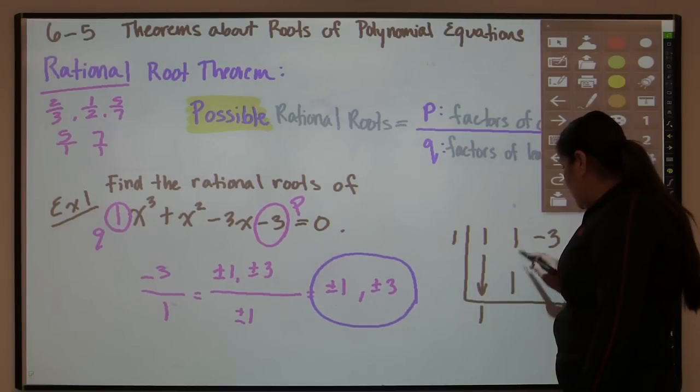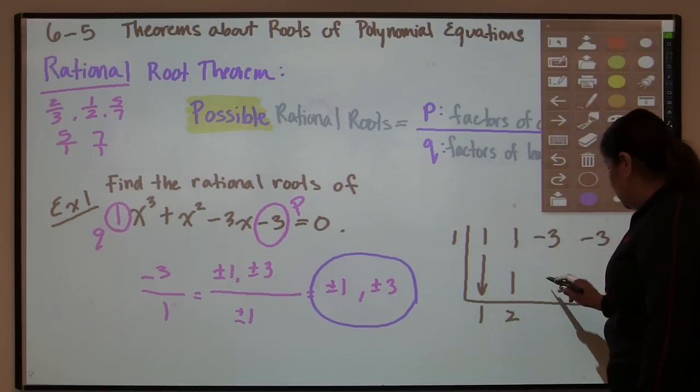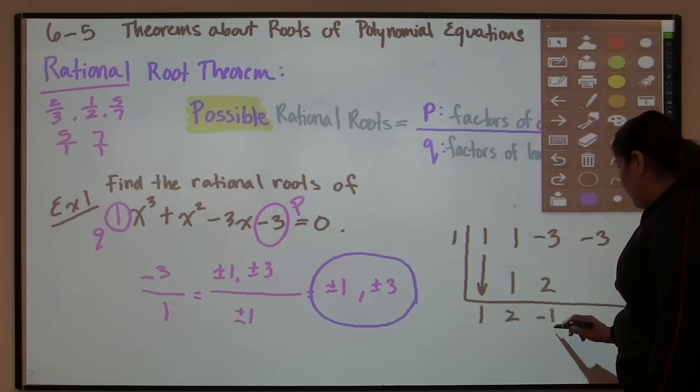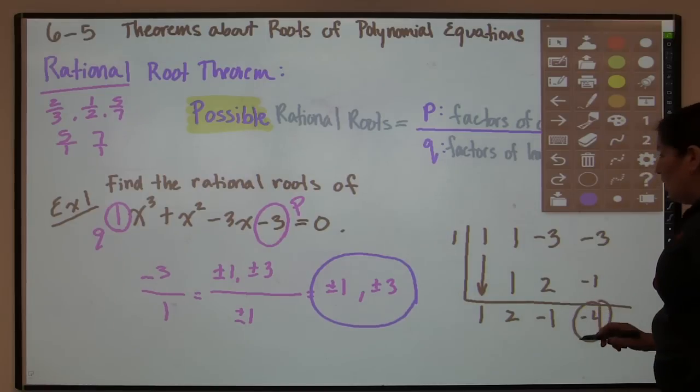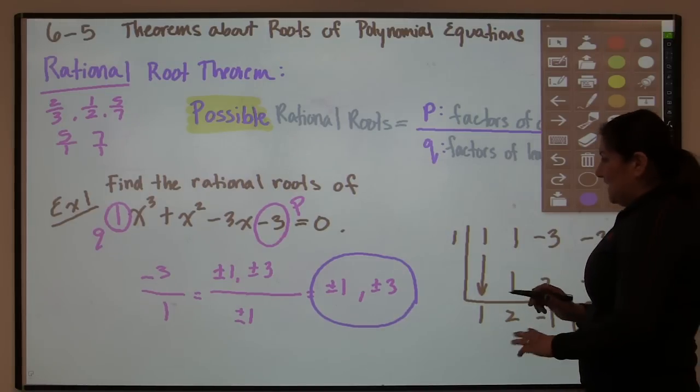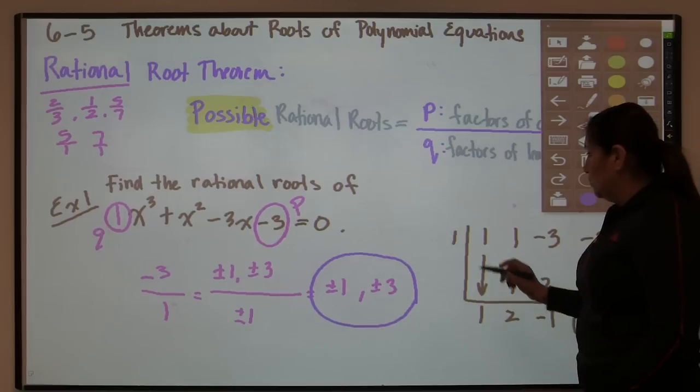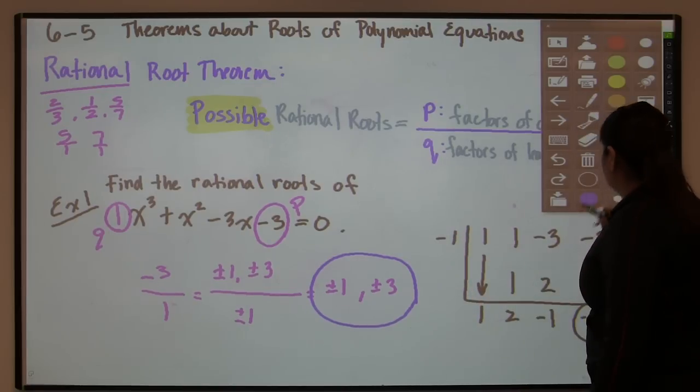1 times 1 is 1, 1 plus 1 is 2, 2 times 1 is 2, 2 minus 3 is -1, making this a -1, and we get -4. This is not 0. Therefore, +1 is not a rational root. Then we're going to try the -1.